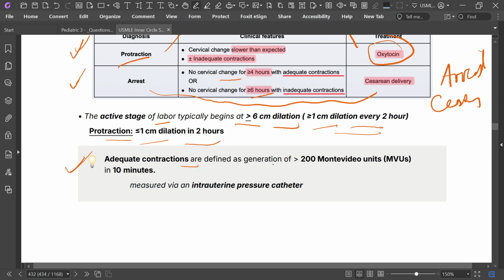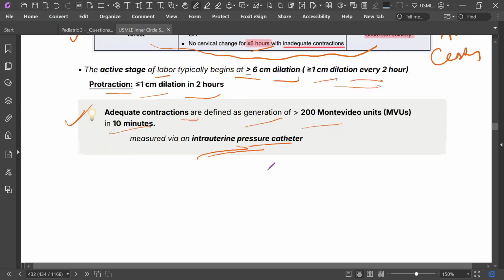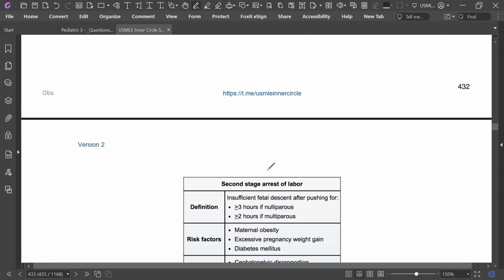Adequate contractions are defined as generation of more than 200 Montevideo units (MVU) in 10 minutes, measured via intrauterine pressure catheter.